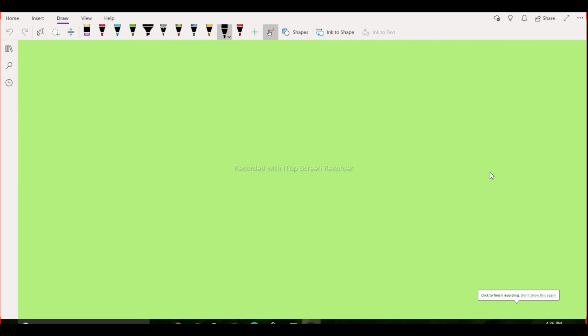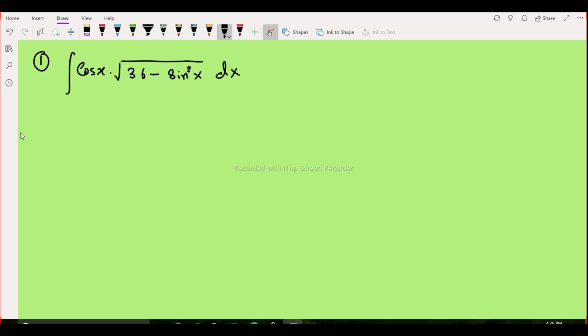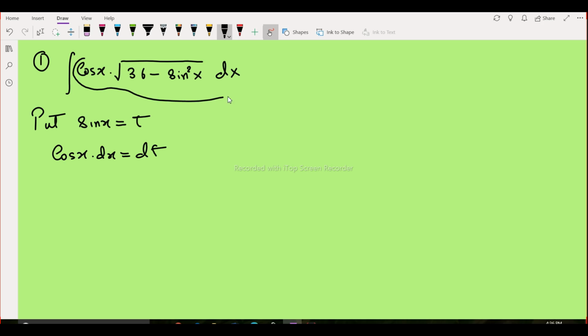So let's start off with the first question based on this type. Let's take a question which says: find integration of cos x into square root of 36 minus sine square x. This is not directly the form which we want, so we'll try and manipulate. I can clearly see sine x and cos x, so I can put sine x is equal to t. You take the derivative, you get cos x dx is equal to dt. So this is taken care of: cos x dx is dt.